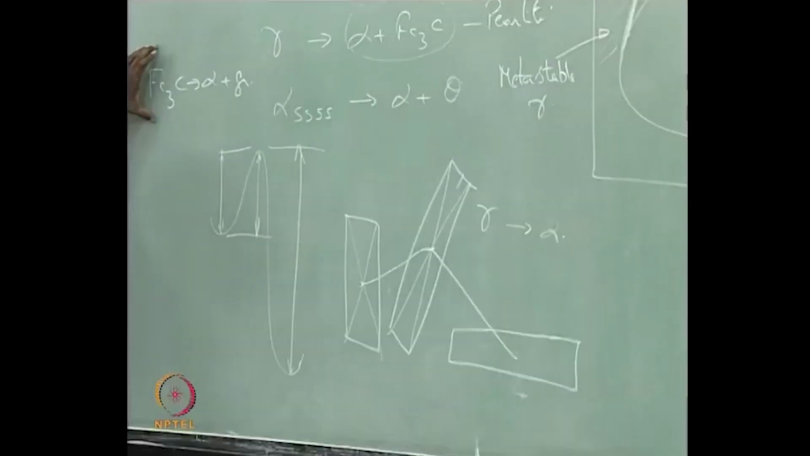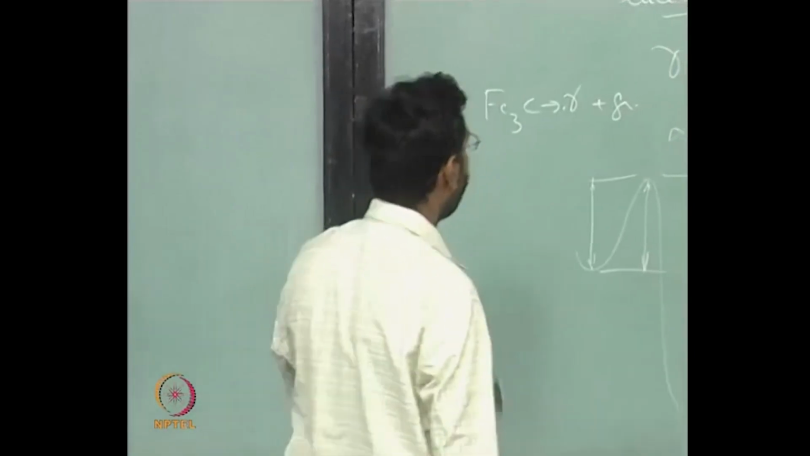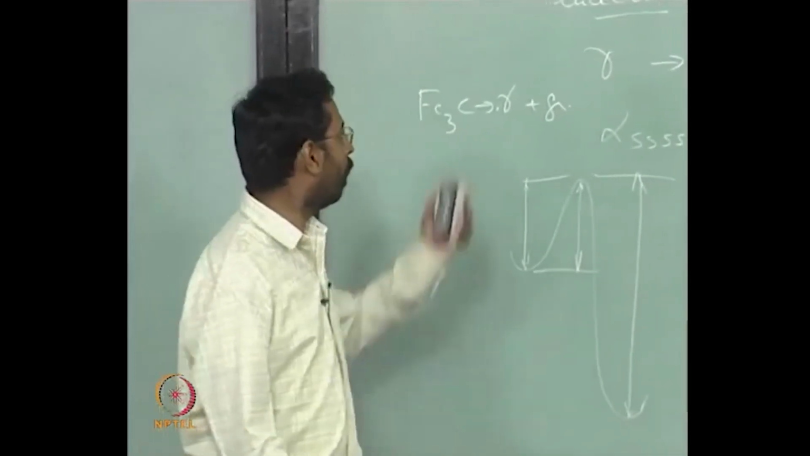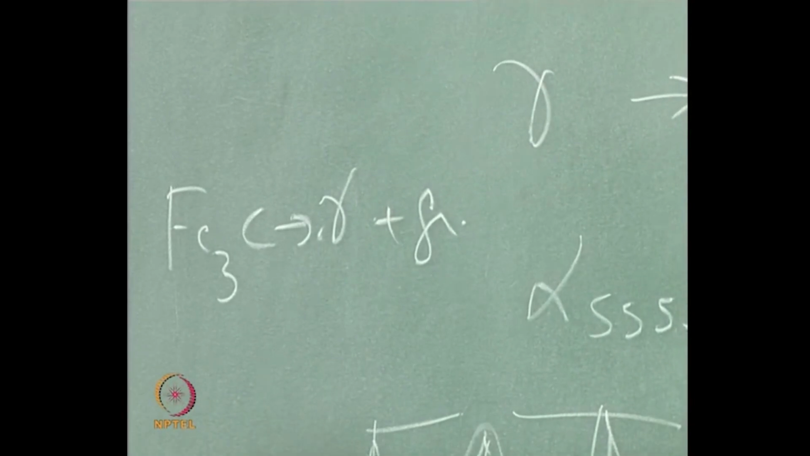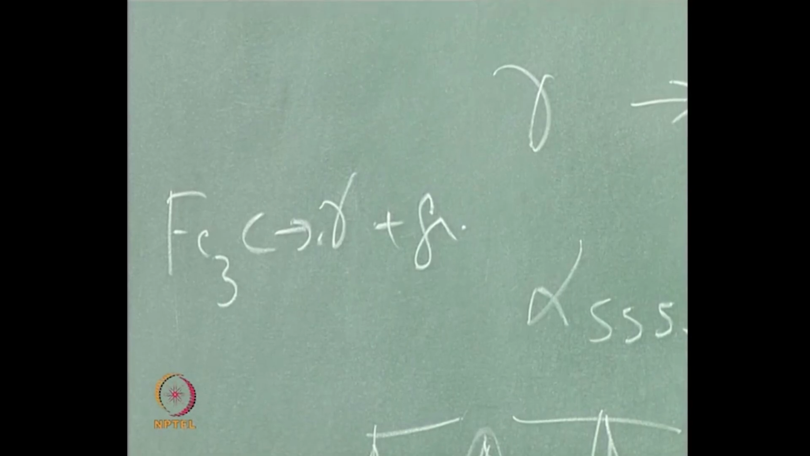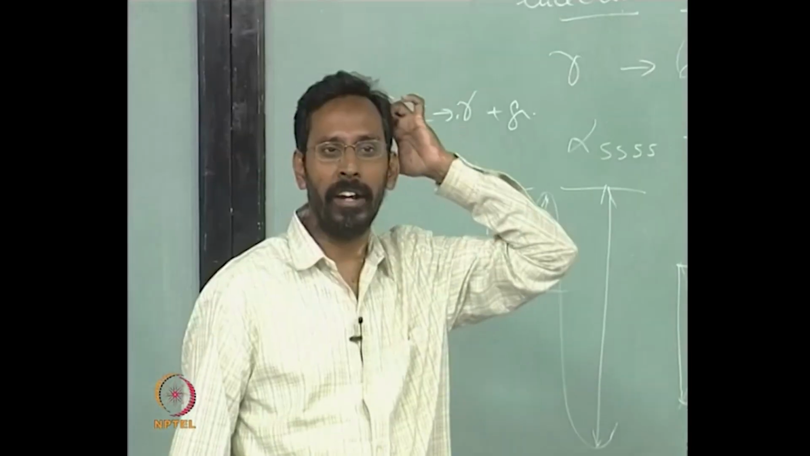So you need to provide sufficient activation barrier for this Fe3C to split into the alpha plus graphite or gamma plus graphite. What does it depend on? Whether you get alpha plus graphite or gamma plus graphite? Temperature. Whether you are above A1 temperature or below A1 temperature is what decides whether you get alpha plus graphite or gamma plus graphite. And of course, for the alpha plus graphite and gamma plus graphite, the time required is going to be different. The activation barrier is going to be different. Why? Because this alpha plus graphite occurs at a lower temperature and gamma plus graphite occurs at a higher temperature.